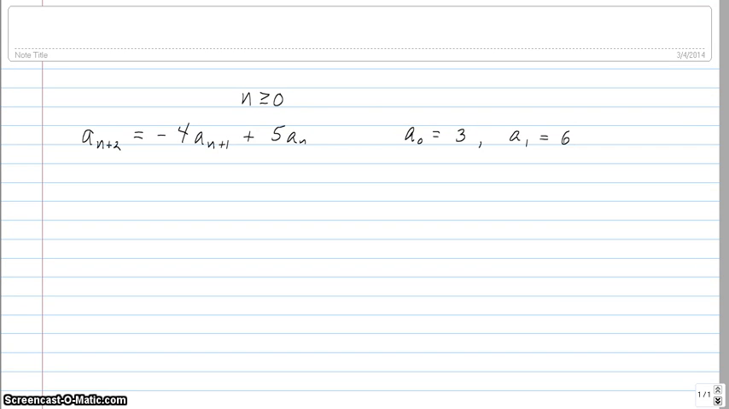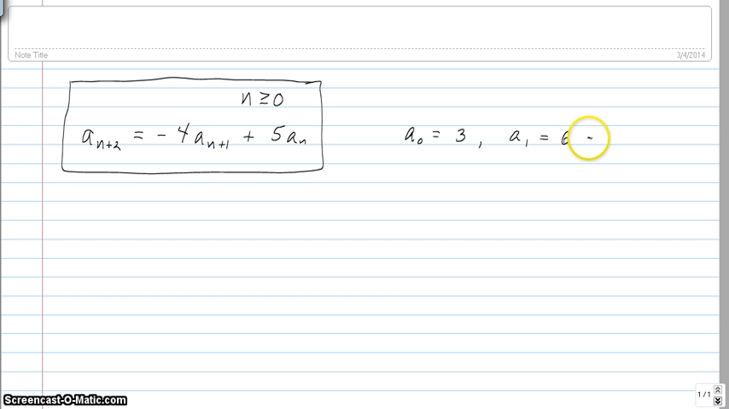Alright, so in this video we're going to solve the recurrence relation that we've got here on the screen, where n is greater than or equal to 0, and of course we've got these two initial conditions.